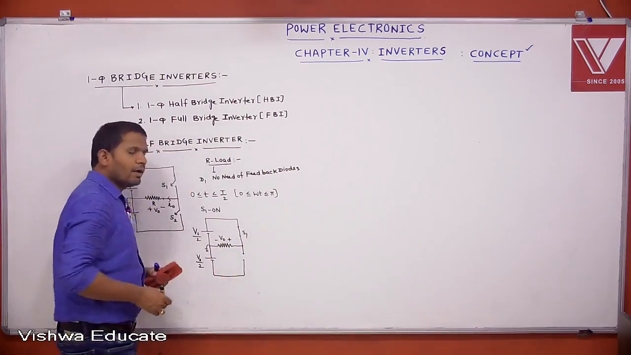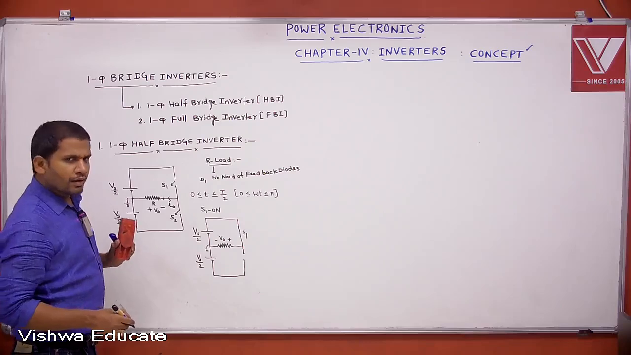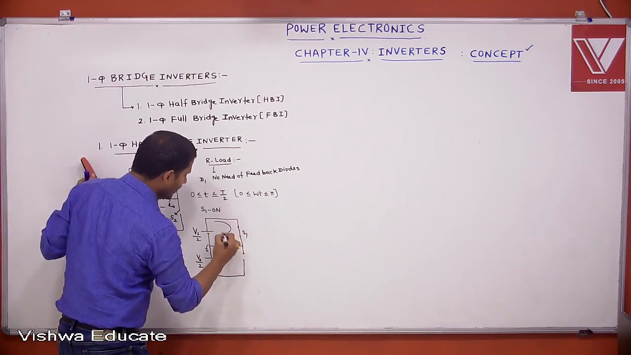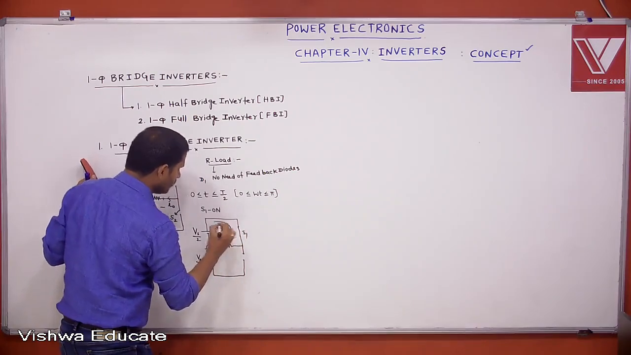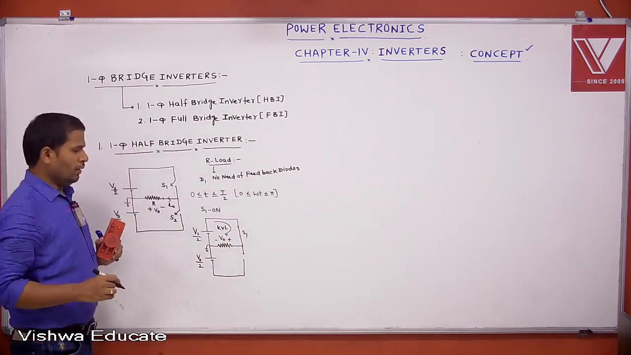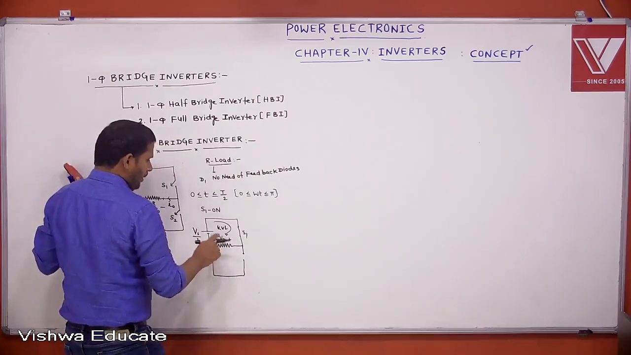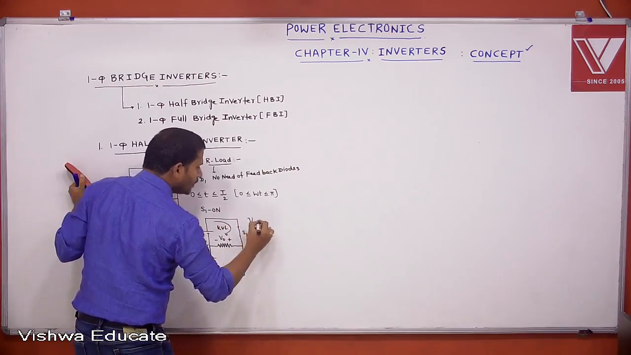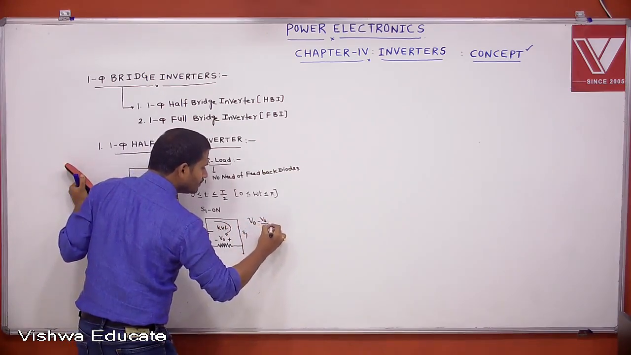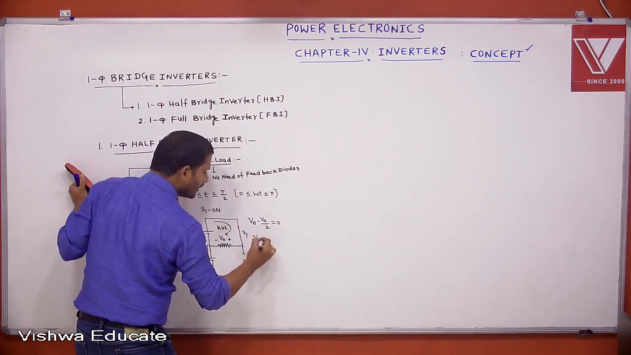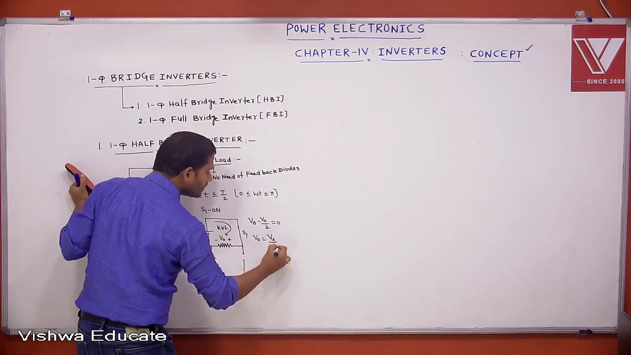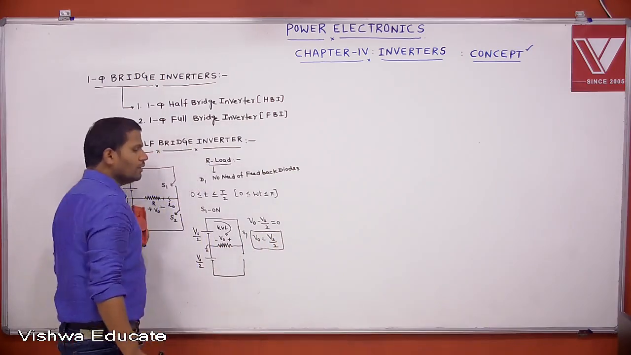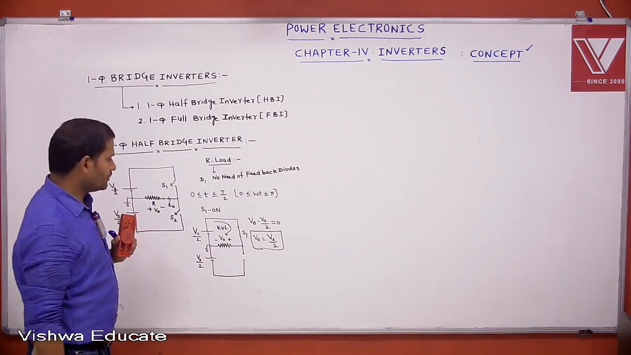Still I am not turning on S2. If S1 is on, apply the KVL for this loop. Enter at positive terminal, take positive. Enter at negative terminal, take negative. Then what is V0 equal to? Vs by 2. If for 0 to T by 2, S1 is on, V0 equals Vs by 2.